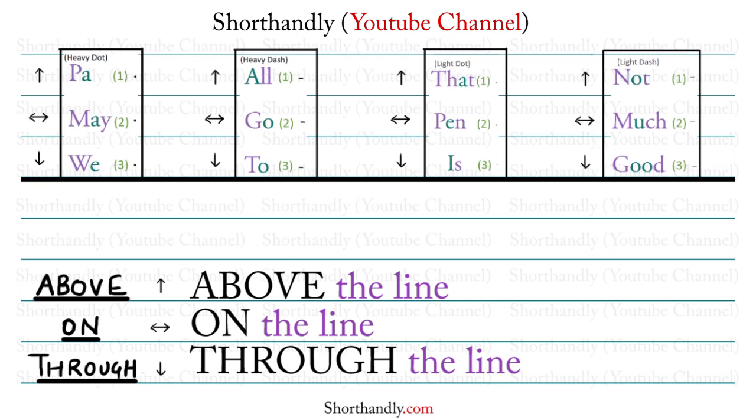Throughout this course, just for reference, I'm using these symbols to represent these three places. To represent above the line, we just use this symbol or sign, to represent on the line, we use this symbol, and finally to represent through the line, we use this symbol. Now let's understand these three places by making a stroke.